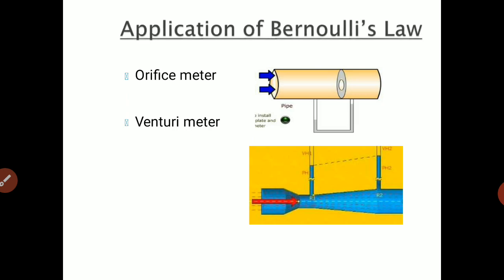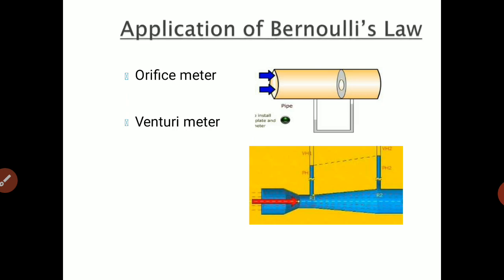By using Bernoulli's equation we can directly calculate, with the help of various apparatus, that is venturimeter, orifice meter, rotometer and pitot tube, the discharge, velocity, etc. of the particular flow. Applications of Bernoulli's law: it is applied in orifice meter and venturimeter. What is a venturimeter? A venturimeter is a device for measuring the flow through a pipe. It means we can directly calculate the discharge through the pipe. The same is the case for the orifice meter.